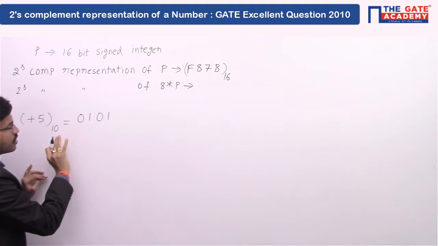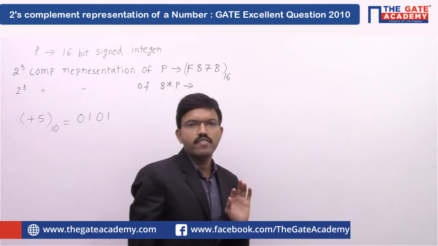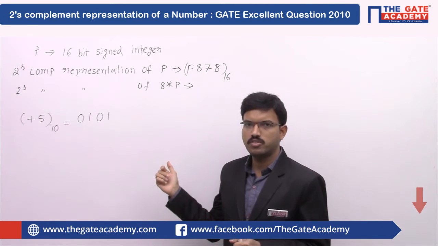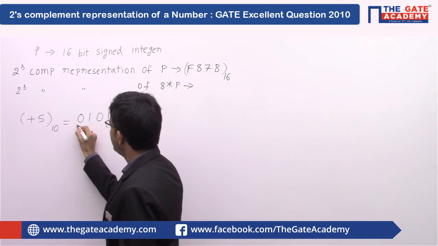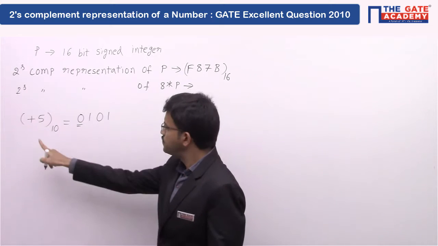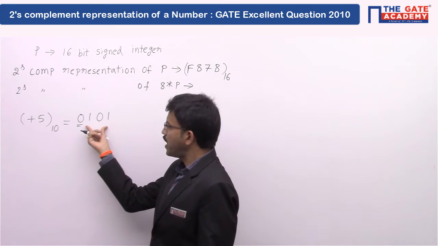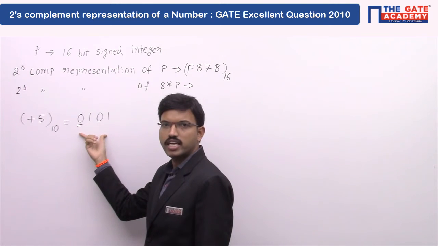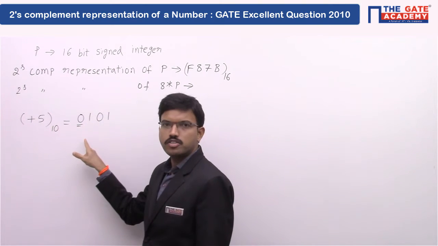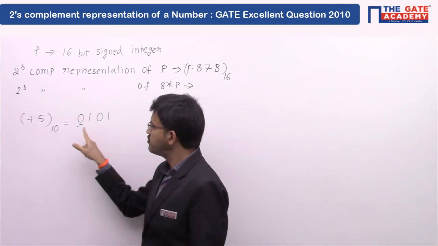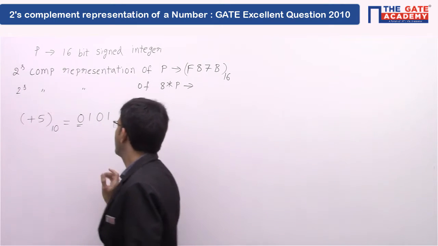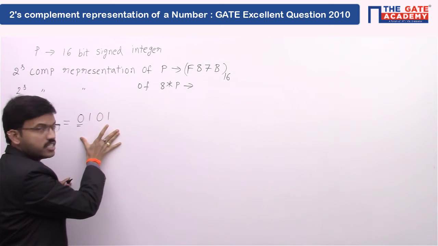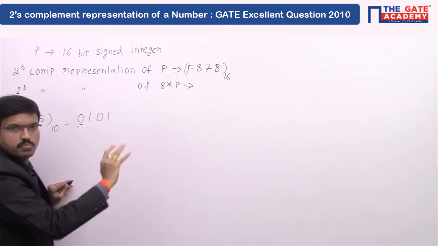For positive numbers, we have the same representation in sign magnitude form, 1's complement form and 2's complement form. Here the sign bit is 0, which indicates a positive number. The remaining bits give the magnitude. 101 is nothing but 5. So 0101 is the 2's complement representation of plus 5 in 4 bits.